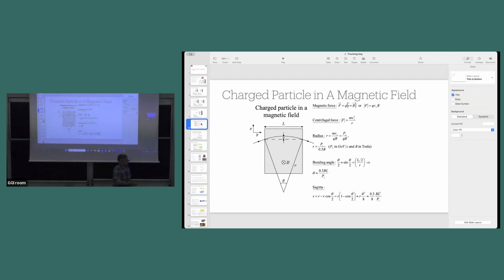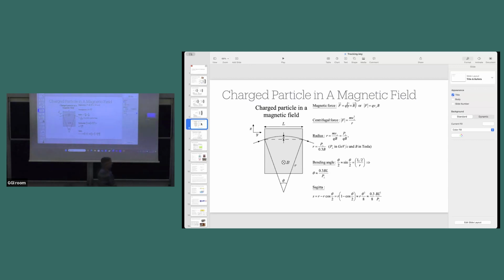So if you have a small bending angle here, you can calculate what that is from the geometry and relate it to the radius of curvature. And one thing you can do is, if you know the length that it goes through the magnetic field, and you can measure that angle, you could find the momentum.